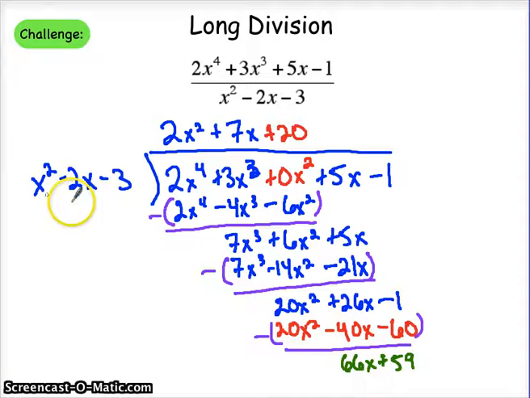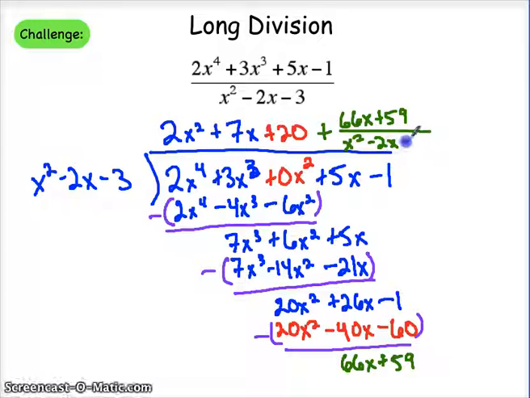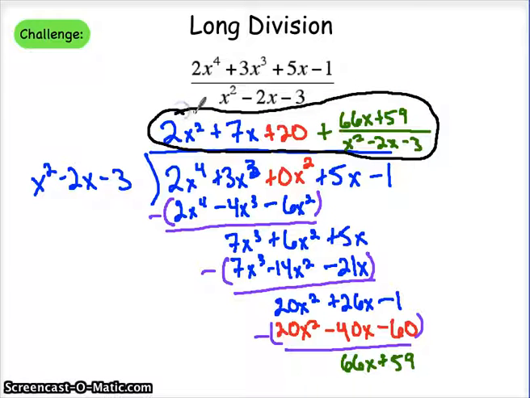Now notice we can't make x squared into 66x because we would need to take away an x. So that tells me that what's left is going to be my remainder. So 66x plus 59 is still being divided by x squared minus 2x minus 3, but that makes my overall answer 2x squared plus 7x plus 20 plus that remainder written there in green.